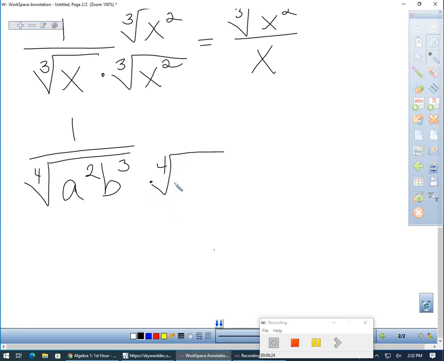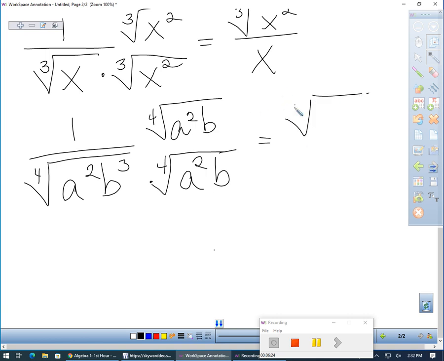So I'm going to multiply by the 4th root. And what did you say, Gabe? How many more a's do I need? 2. Okay, and how many more b's do I need? 1 b. Whatever I do to the bottom, I have to do to the top. So I get a squared b on top also.